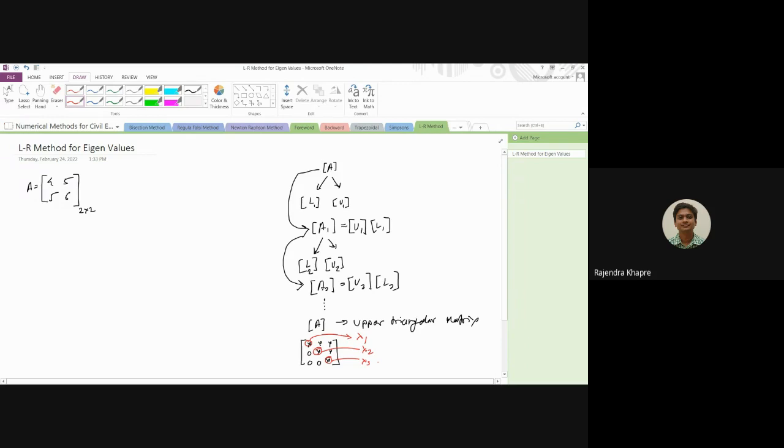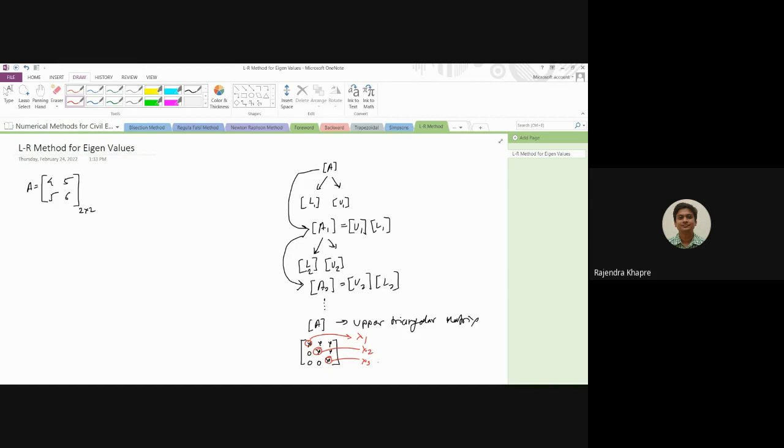Once the values of lambda 1, lambda 2, and lambda 3 are calculated, you can calculate the eigenvectors. We have already seen how to calculate eigenvectors in the previous class, and the same process can be adopted here. Now just imagine if you are solving a 3 by 3 problem.